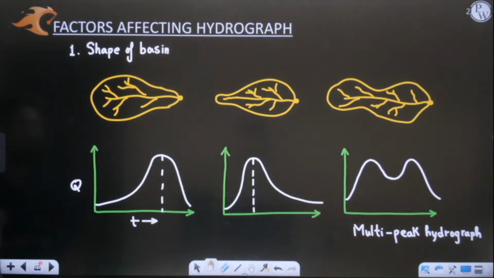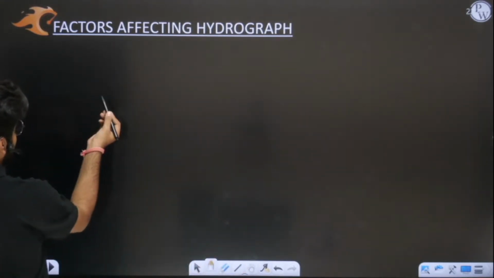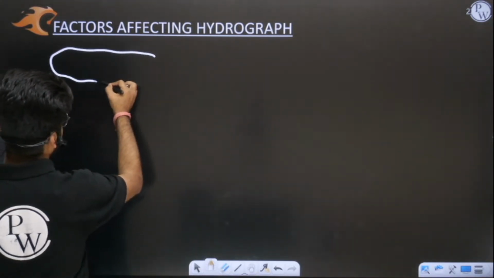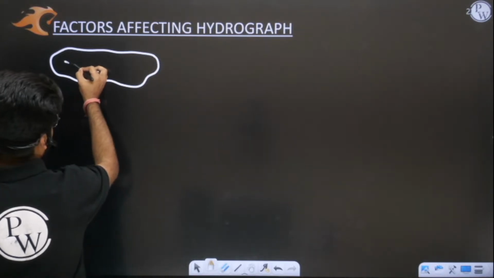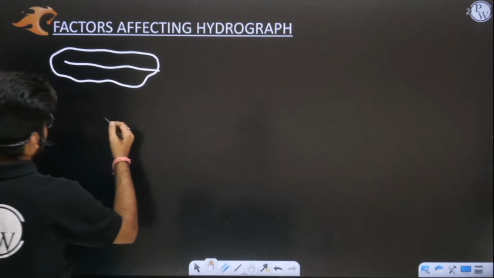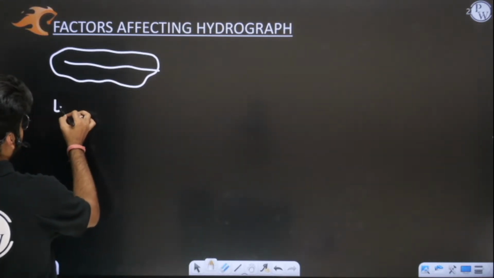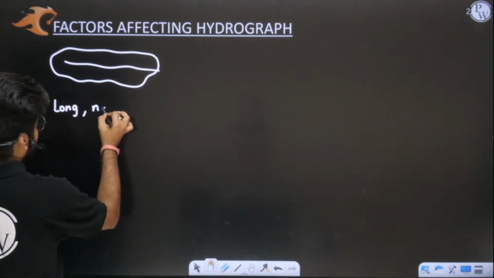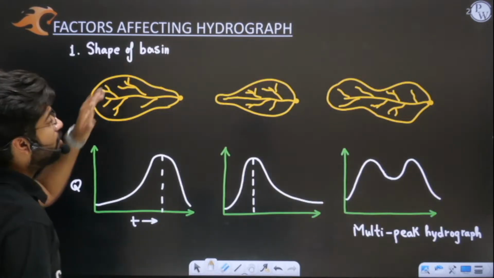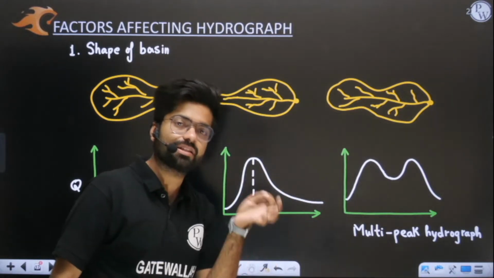Okay, sir. Now we can have two kinds of catchments basically. Sometimes we can have long catchment areas, in which, sir, long means when we have higher length. Long and narrow. We are discussing the effect of the shape of the basin, the shape of the catchment area.